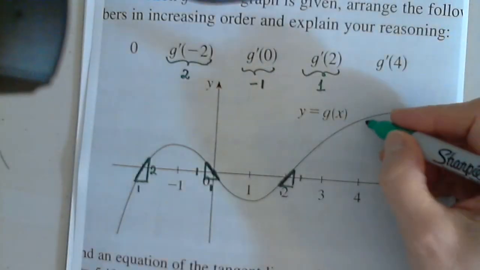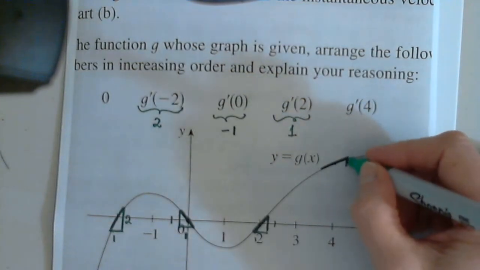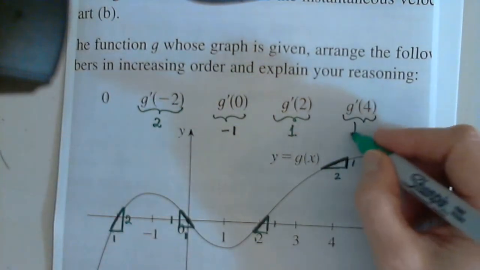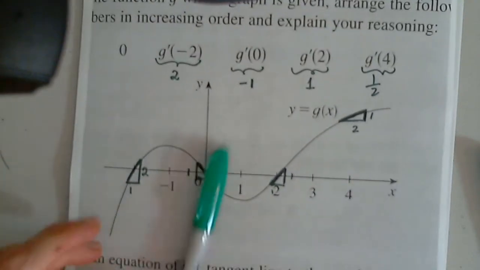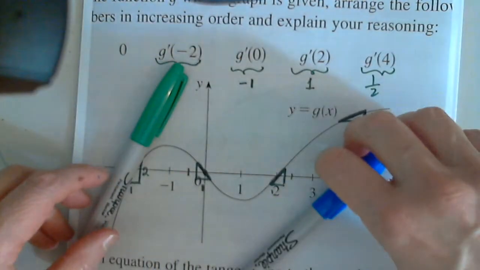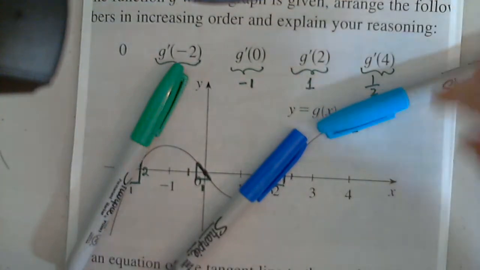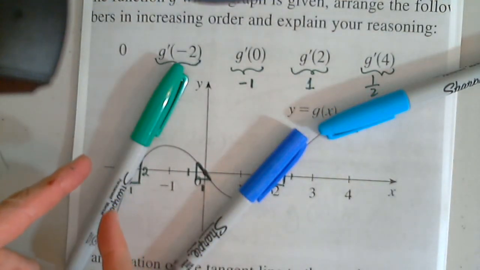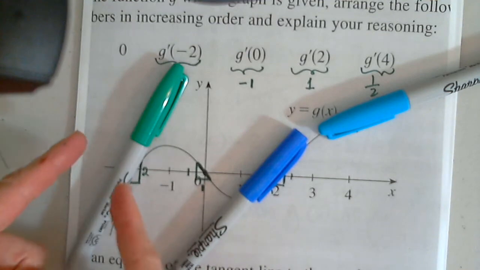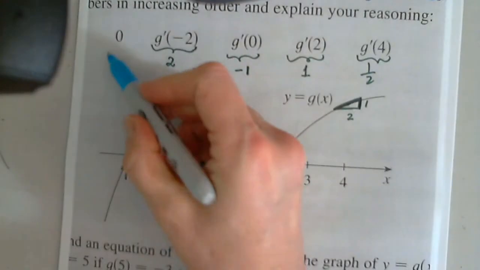And now at 4, I'm going to draw a tangent, and I'm going to say 1 and 2. 1/2. Again, this is this slope. This is this slope. And this is this slope. So obviously this is the steepest. This is next. And this is next. So the most acute, less. So, and 0. 0 is 0.